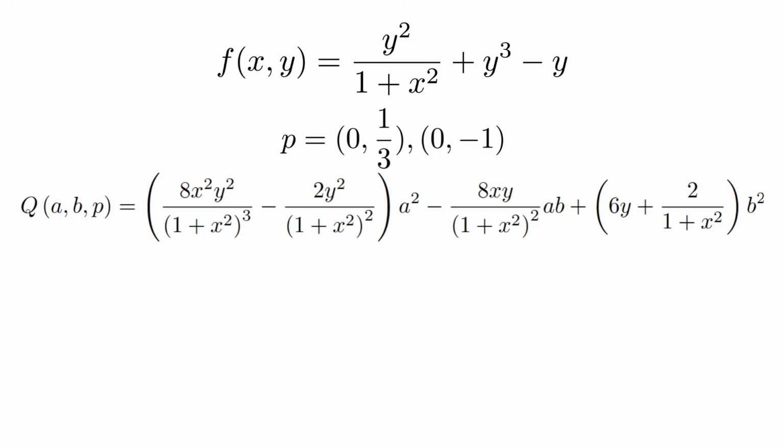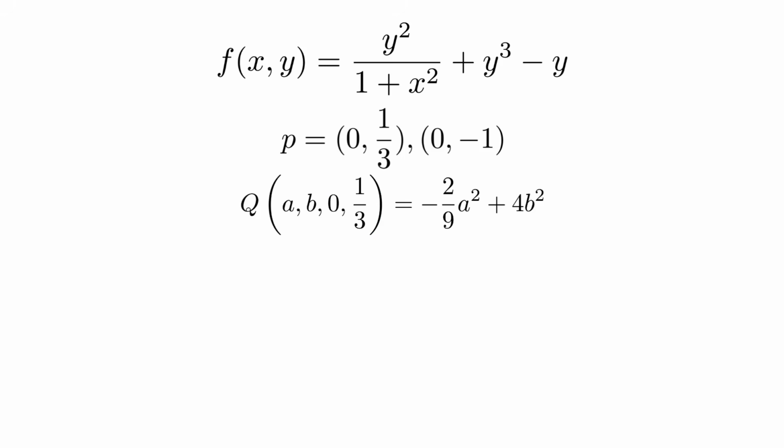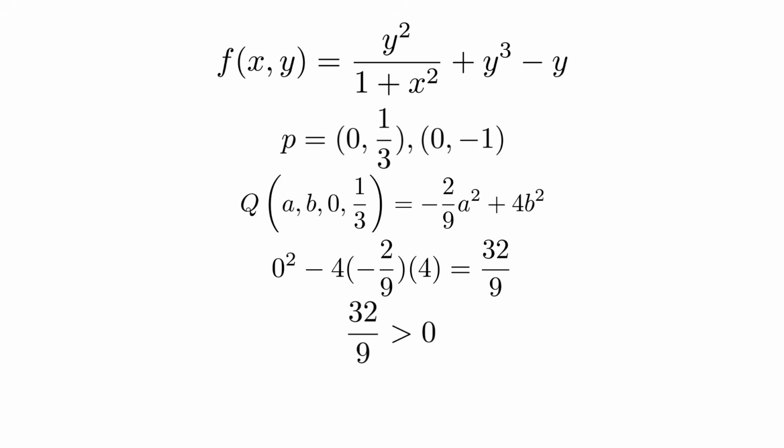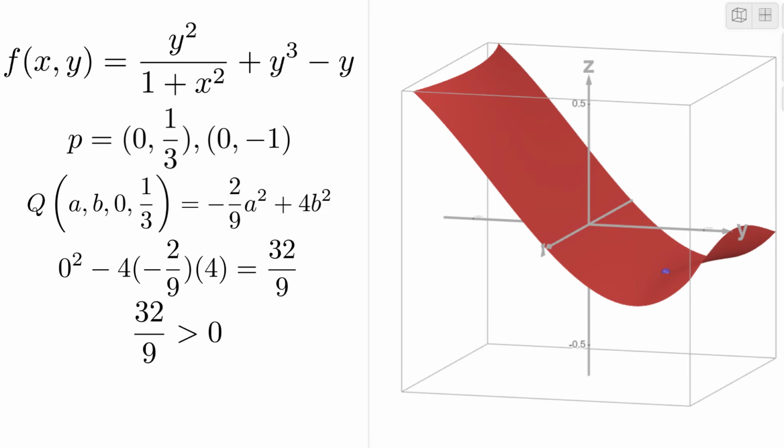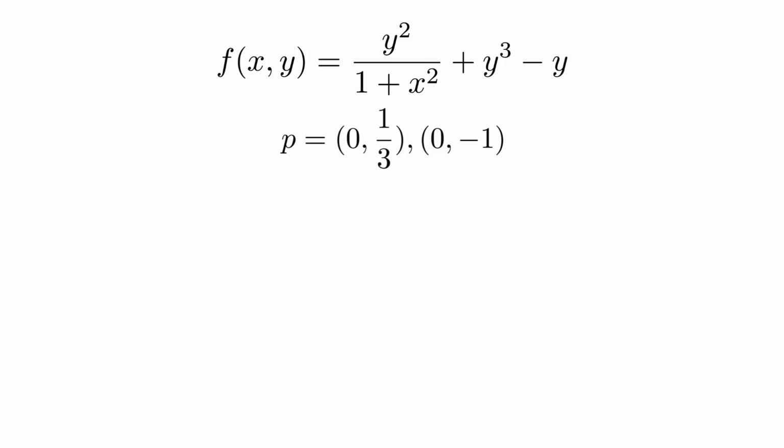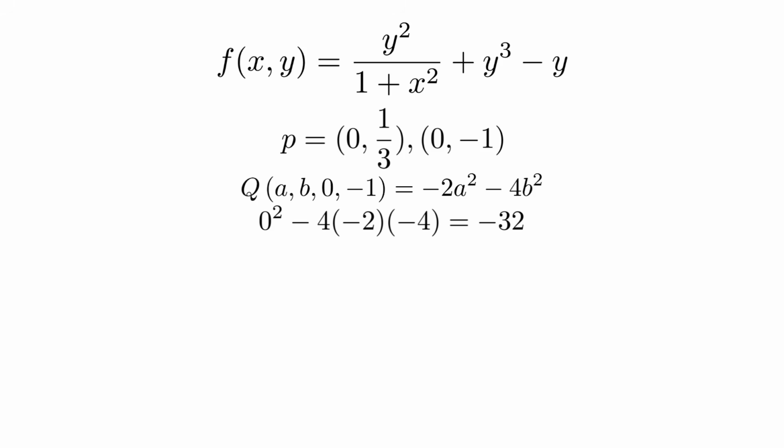Let's start with the point (0, 1/3). That results in the curvature equation minus 2 over 9 a squared plus 4b squared. Getting its discriminant gives 0 squared minus 4 times -2 over 9 times 4, which is 32 over 9. Since 32 over 9 is positive, it has solutions, and multiple of them, meaning it's a saddle point, but one point still remains. If we try the point (0, -1), we get the curvature function minus 2a squared minus 4b squared. Its discriminant is instead minus 32, corresponding to no solutions, meaning it's an extreme.